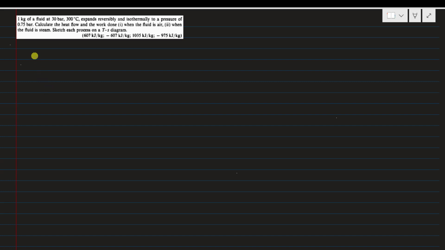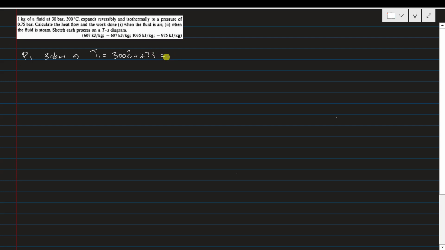Okay, so the data provided in this statement: the pressure P1 is 30 bar, temperature T1 is 300 centigrade. Convert that into Kelvin, it becomes 573 Kelvin. And then isothermal expansion takes place and the pressure reaches P2, that is 0.75 bar. So first we will solve for the working fluid when it is air. Then we solve for the working fluid when the fluid is steam.